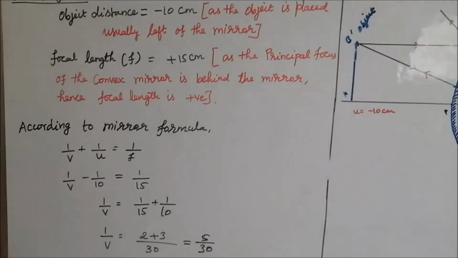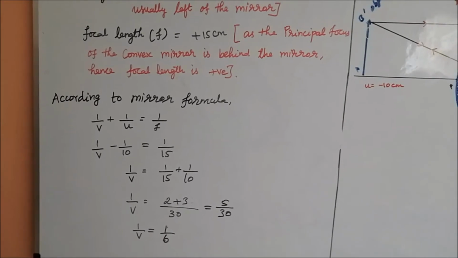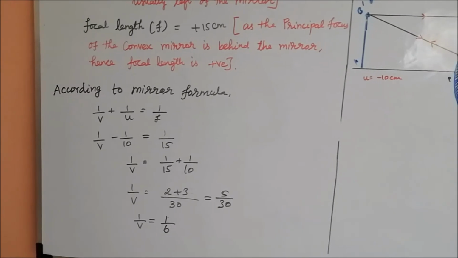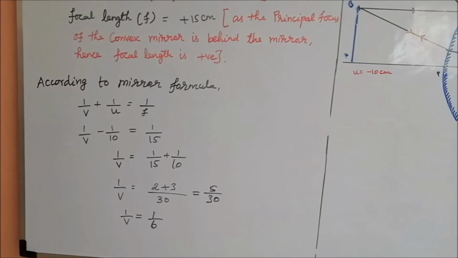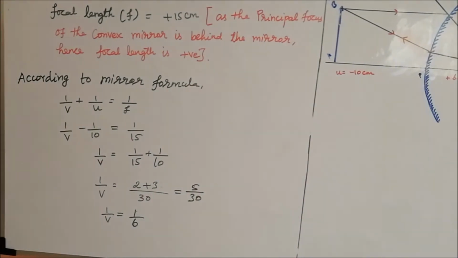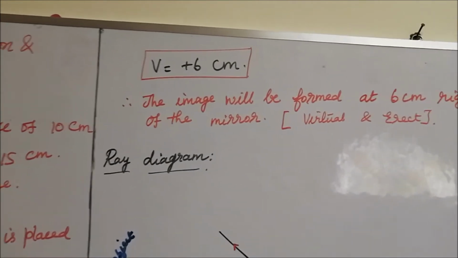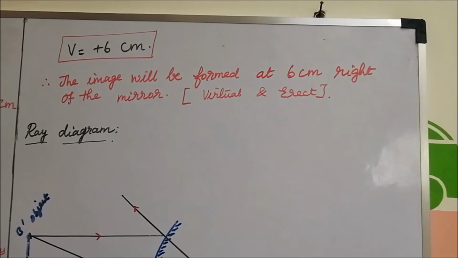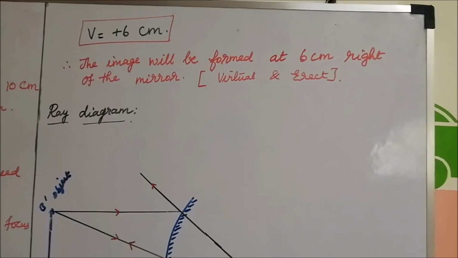The principal focus of the convex mirror is behind the mirror and hence the focal length is positive. According to the mirror formula, 1 by V plus 1 by U is equal to 1 by F. We know the value of U, that is minus 10. So 1 by V minus 1 by 10 is equal to 1 by 15. 1 by V is equal to 1 by 15 plus 1 by 10. By taking the LCM, we have 1 by V is equal to 1 by 6 and finally V is equal to plus 6 centimeter. Therefore, the image will be formed at 6 centimeter right of the mirror. The nature of the image is virtual and erect.